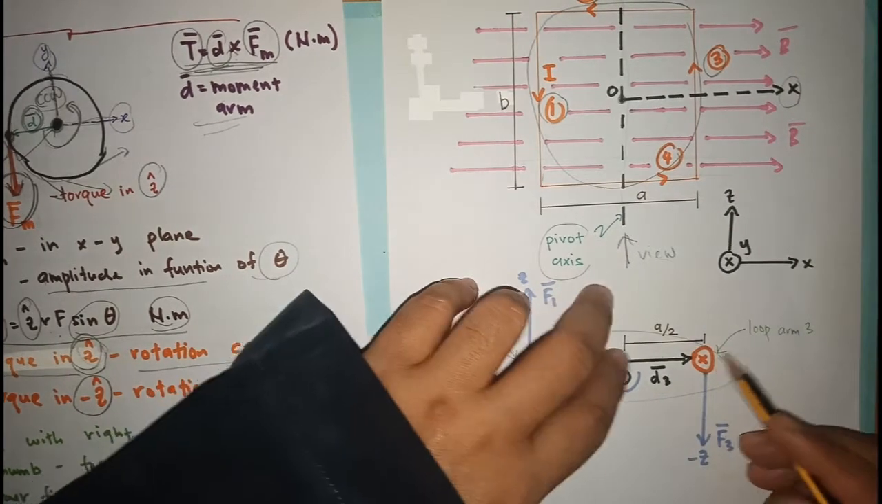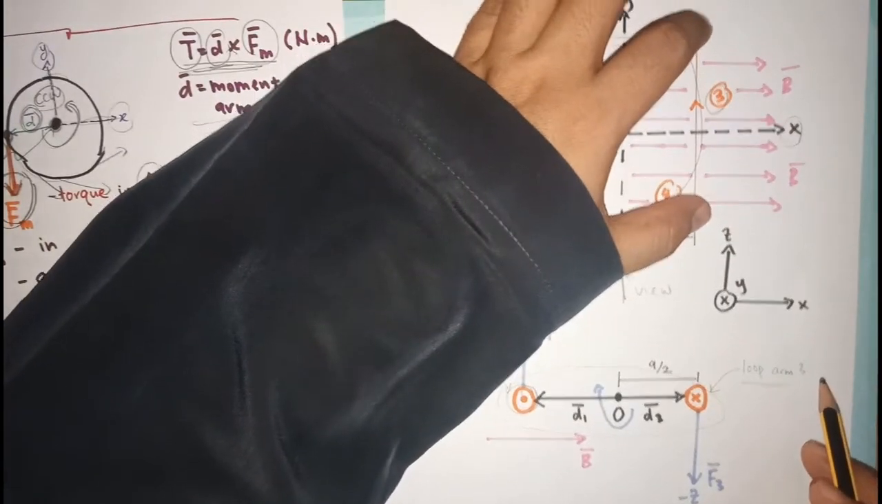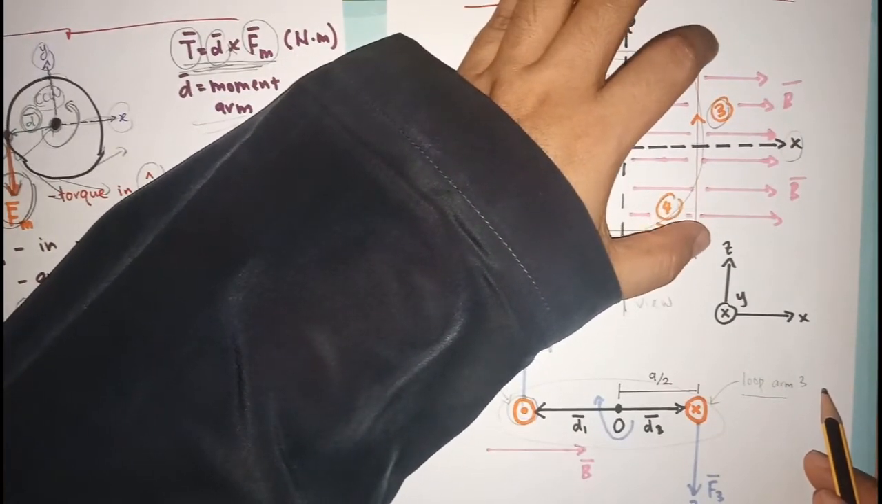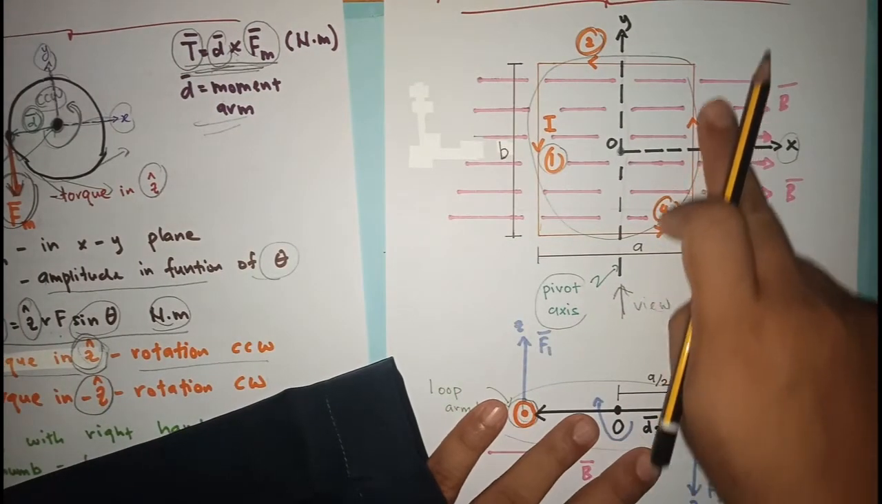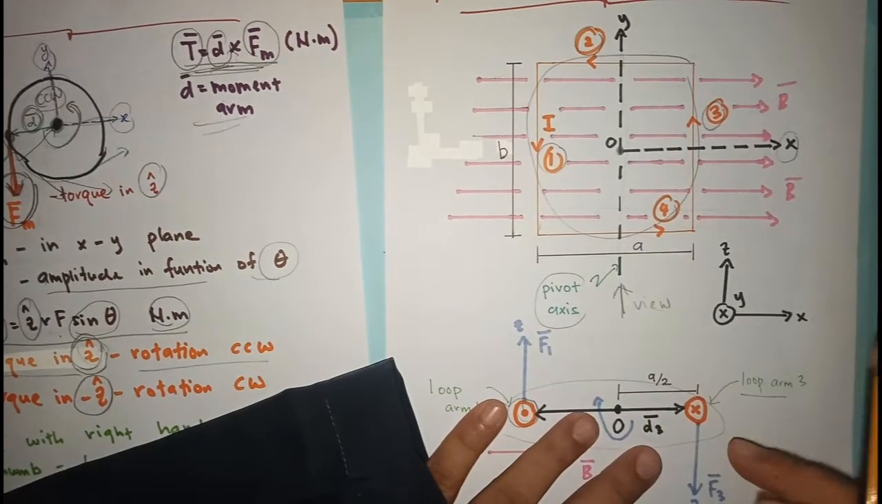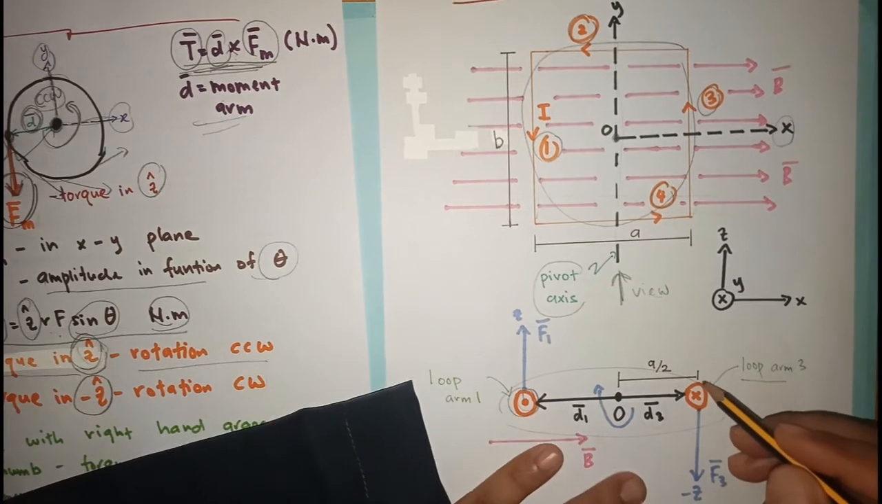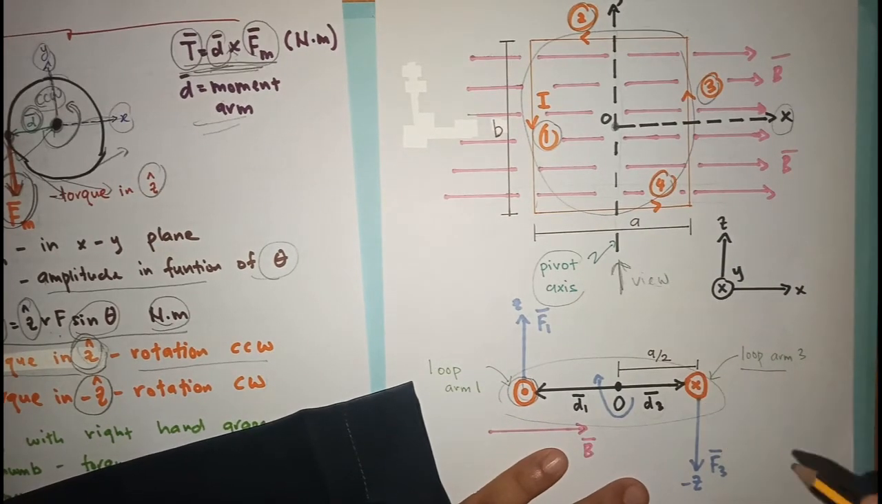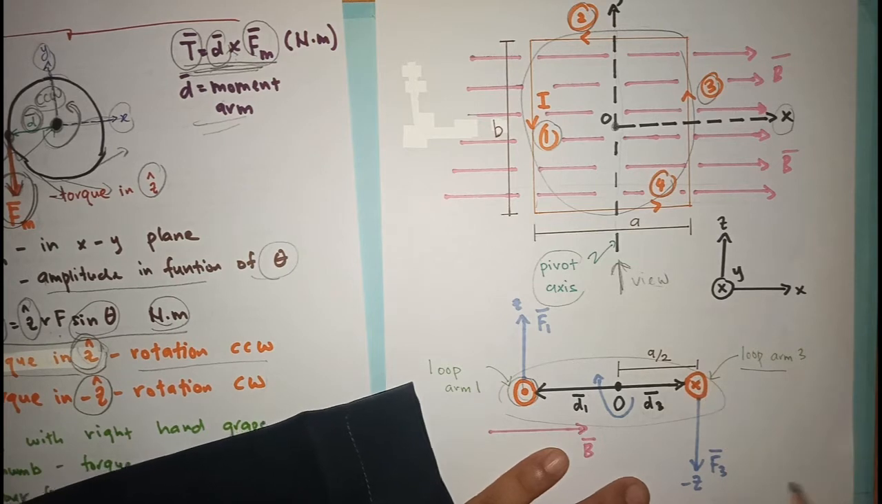In this part, we have loop arm 3, which is the third segment of the conducting loop. Because the current of this segment is flowing upward, by referring to the setup, and by considering this view, we will see that the direction of the current here will be flowing into our plane. So that's why we represent the direction of the current by using the X symbol.